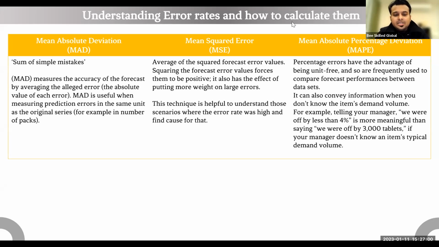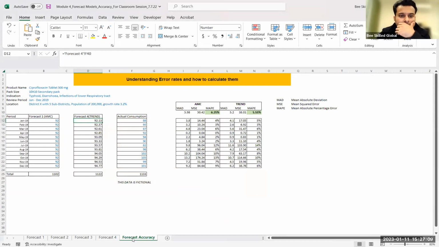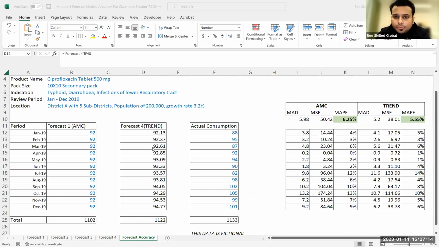Okay. So let me now take you back to the Excel. So Priyanka, if you can disable your screen, and then we'll go to forecast accuracy. Okay. So now here what we will do is we will compare two forecasts that we have developed, one using AMC on scenario number 1, ciprofloxacin, and one using trend analysis on scenario number 4. And we will compare these two forecasts against the actual consumption, which is here.